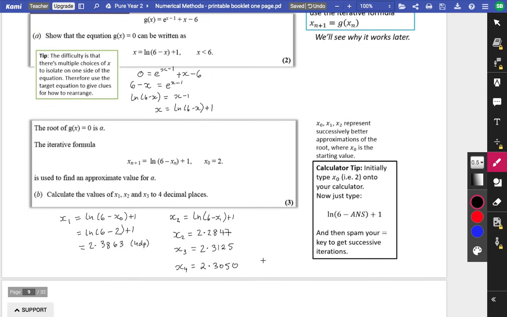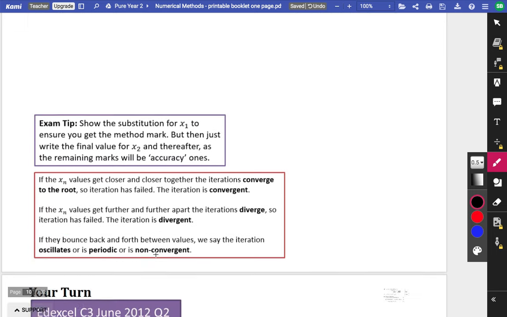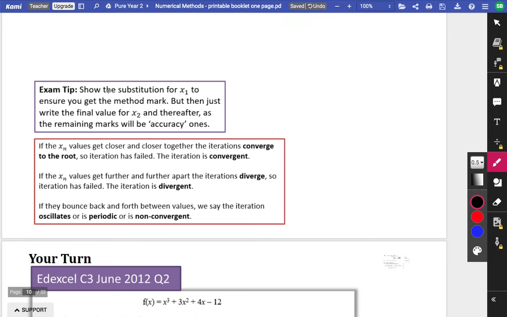So if you look here, we've come up with those different iterations, those different values. Something we should notice is that they seem to be getting closer to each other each time. The jumps they're making are getting smaller and smaller, and that's because we're trying to find the approximate value of the root.